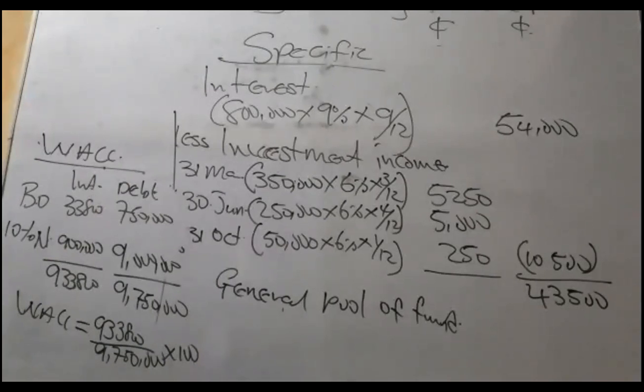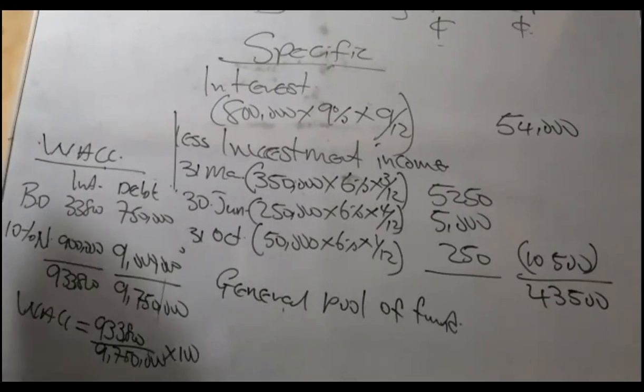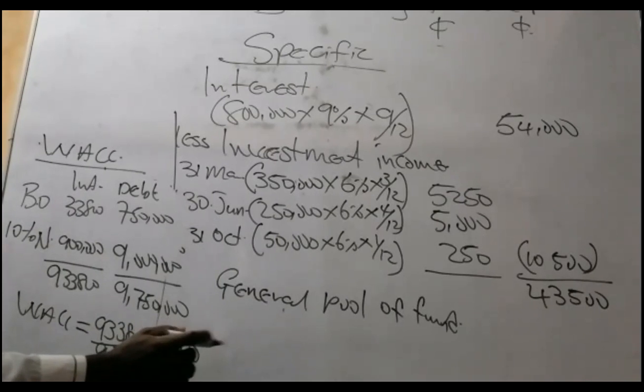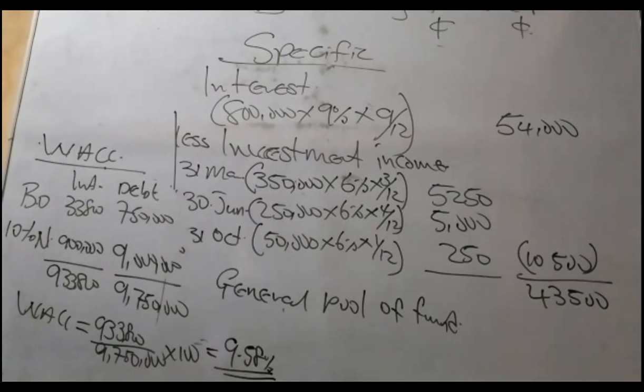33,800. 933,000. So something like this. This was the answer: we will have 9.58. So this is equal to 9.58%. That is it. So that's the work for the capitalization rate.